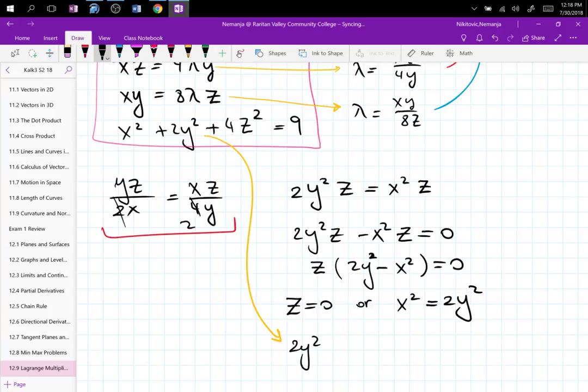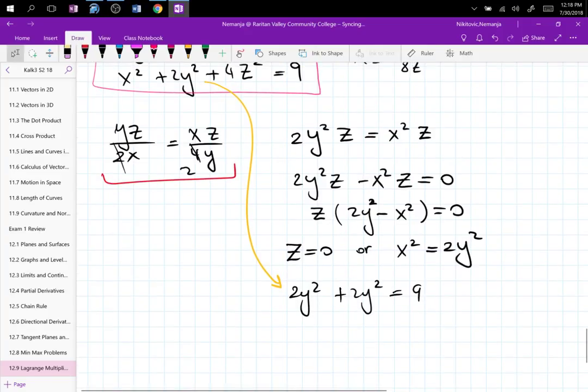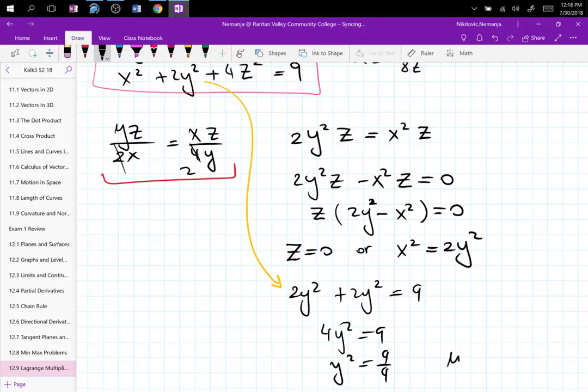Y squared plus 2y squared, z equal to 0, is equal to 9. So that's 4y squared is equal to 9. Y squared is equal to 9 over 4, from where y is plus minus 3/2. Nice.